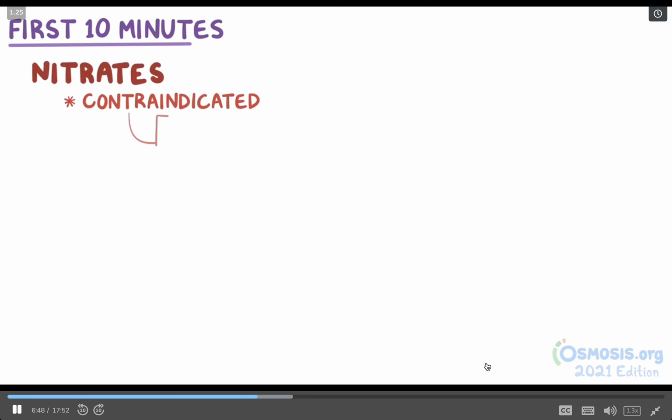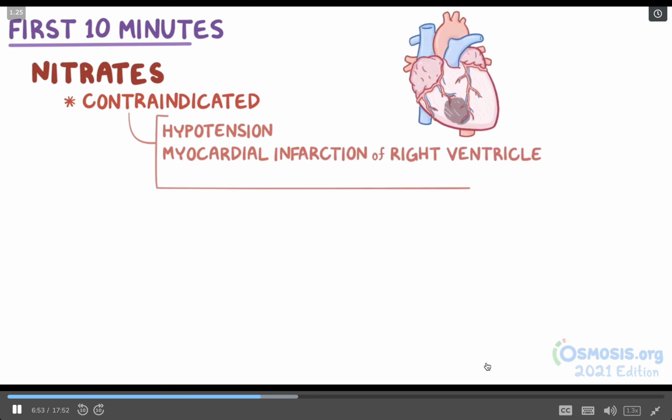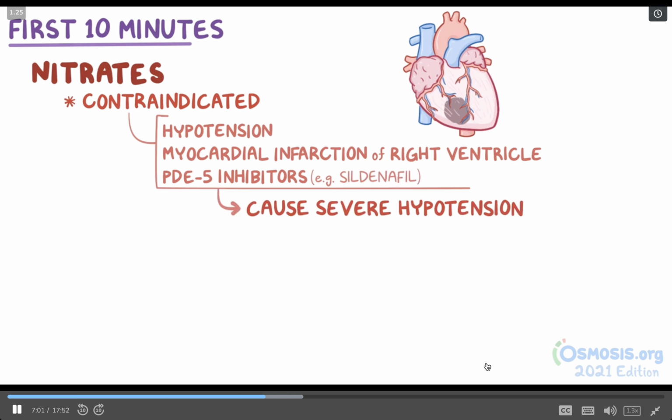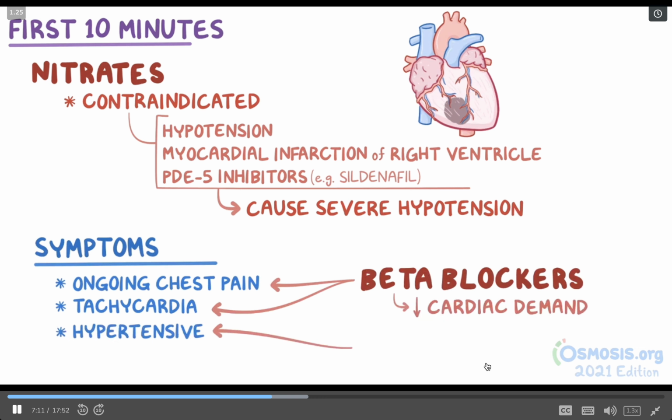Nitrates are contraindicated in cases of hypotension, myocardial infarction of the right ventricle, and recent use of PDE5 inhibitors, like sildenafil, because in these situations, nitrates can cause really severe hypotension. Additionally, some patients with ongoing chest pain or tachycardia should be given beta blockers to lessen cardiac demand. And if the patient is hypertensive, intravenous beta blockers can be used.